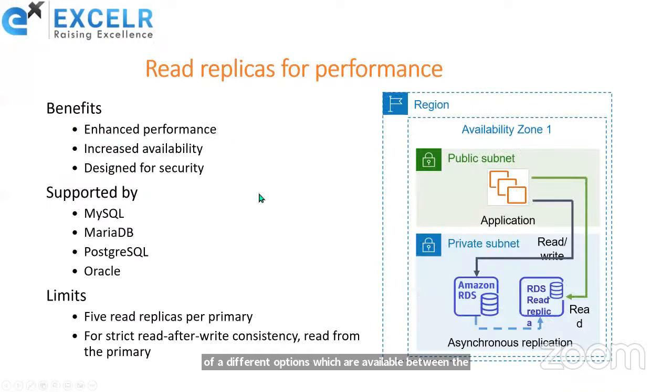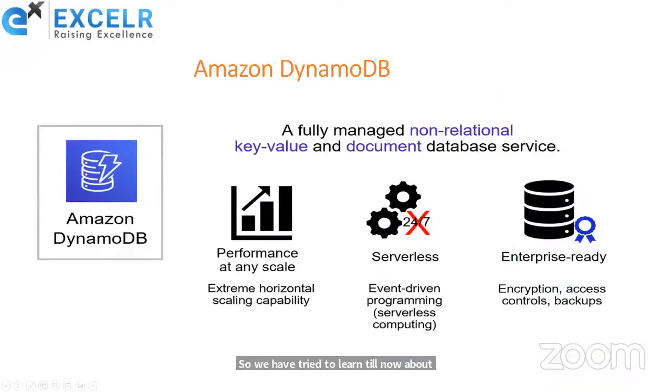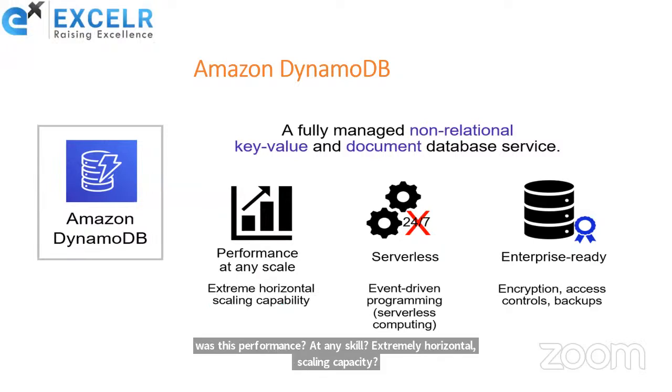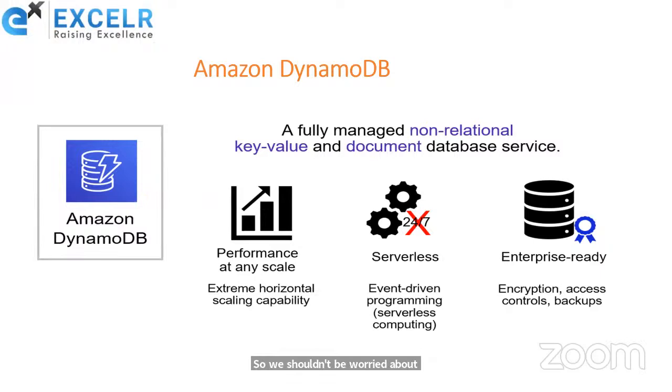So we have learned about RDS, the relational database system. Now we'll see Amazon DynamoDB. This is a non-relational database management system, a fully managed non-relational key-value and document database service. That is Amazon DynamoDB. It offers performance at any scale, with extremely high horizontal scaling capacity. So we shouldn't be worried about schema restrictions, the data uploads, or the type of data. When high-volume data has to be stored immediately without any structuring format, that is when Amazon DynamoDB, a non-relational database, comes into the picture.